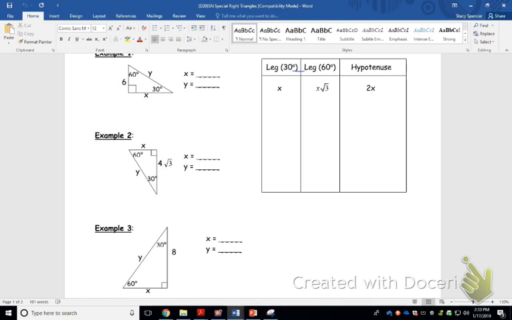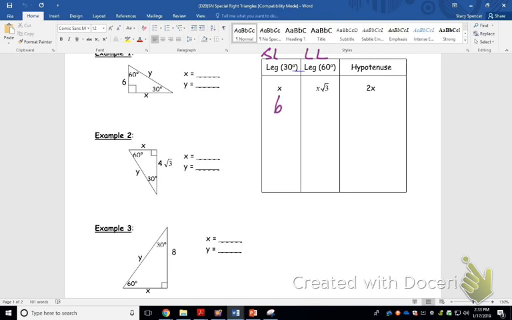With our table set up, our short leg, long leg, and hypotenuse, that's what I always refer to these as now. Instead of leg, I do short leg, long leg, and hypotenuse. Okay, so let's take a look at our first example. What is the 6 representing? Short leg. Across from the 30, it's the short leg. Okay, so let's put that in over here.